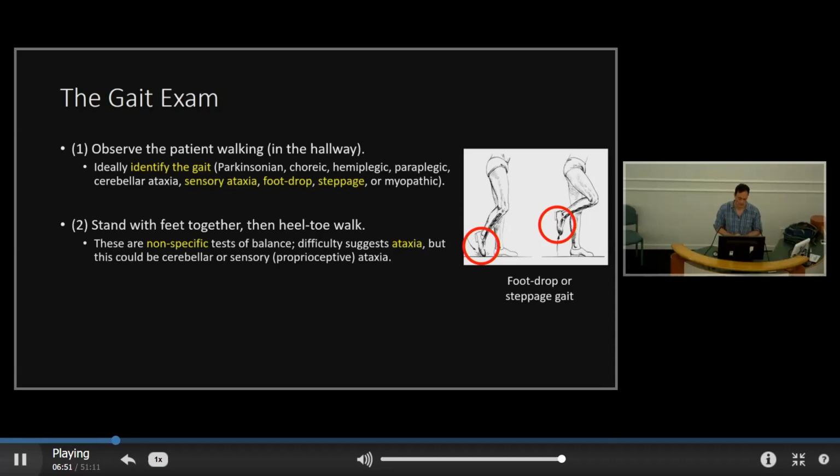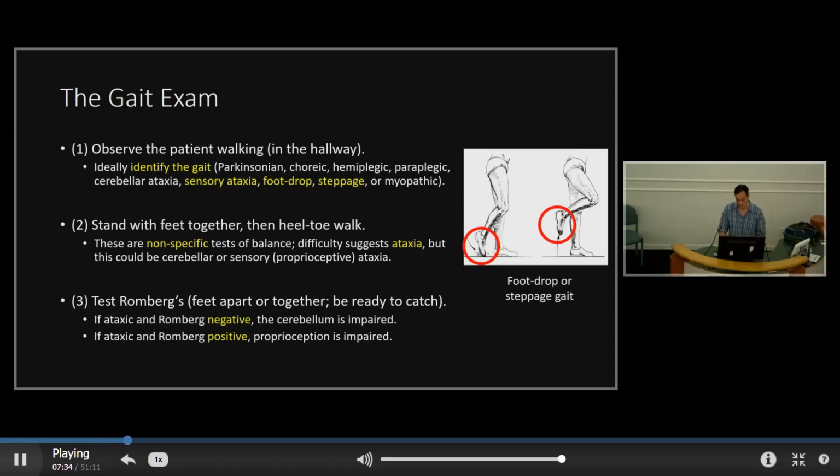So step 2, it's always good to stand the patient with their feet together and ask them to do a heel-toe walk. So if they can stand with their feet together, it means they have reasonable balance, and if they can heel-toe walk, they have very good balance. Now, this step is basically focused on the ataxias. So does this person have ataxia or not? It doesn't differentiate between cerebellar and sensory. It just tells you whether there's ataxia or not. So they're non-specific tests of balance. But it could be a cerebellar or a sensory ataxia. Now, for any of the other gaits, of course, this test is a little bit superfluous, but we do it anyways just to be comprehensive in the Australia-New Zealand system.